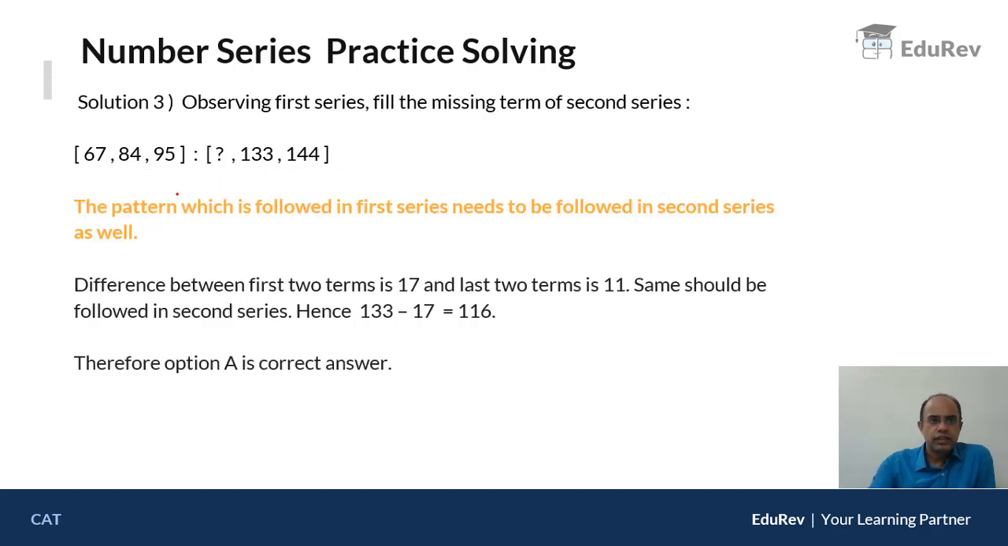Same, I have given you the series. I have written the pattern which is followed in the first series needs to be followed in the second series as well. Very, very important in such type of questions. The difference between the first two terms is 17 and the last two terms is 11. Same here it should be 17 and 11. So 133 minus 70 is 116, which is option A. Hence option A is the correct answer.